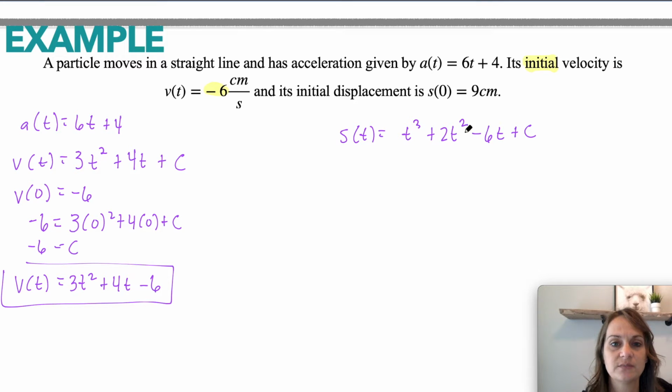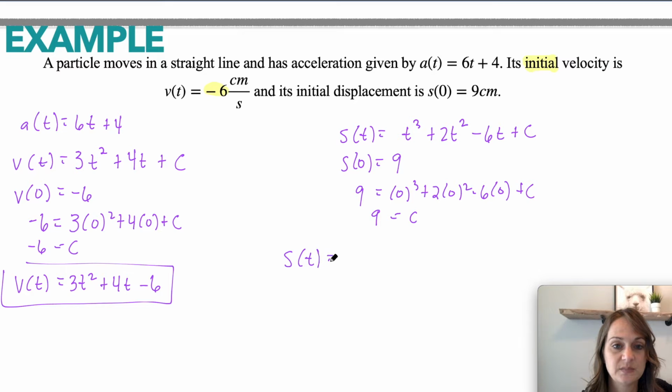Now take the derivative of this to make sure you actually get this. This becomes 3t squared, that worked. This becomes 4t, that worked. This becomes -6, that worked. But if you plug in 0, you should get 9 according to this. So I'm going to take 9 and I'm going to plug in 0, and I'll get c equals 9. So therefore my displacement function is going to be t cubed plus 2t squared minus 6t plus c.